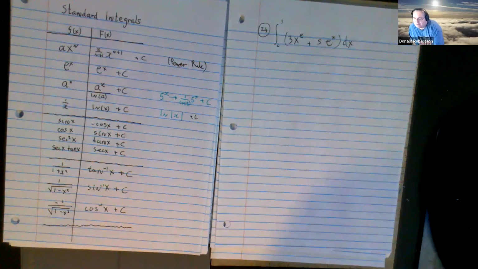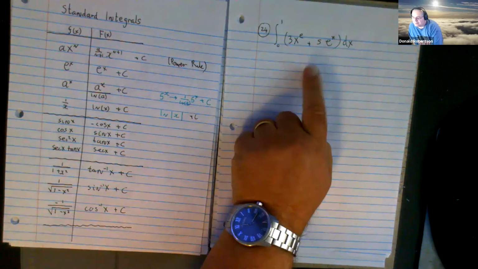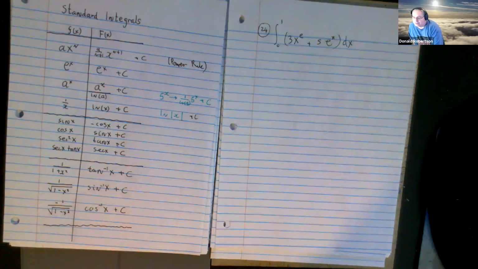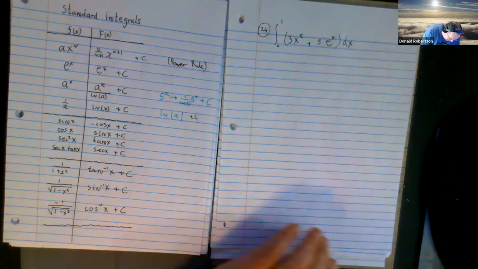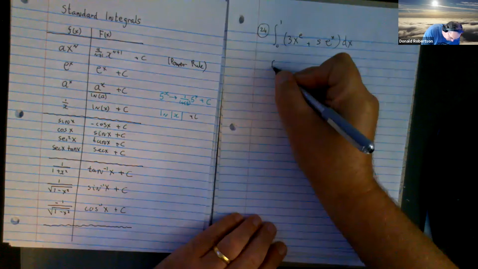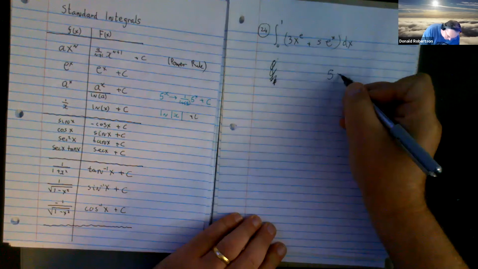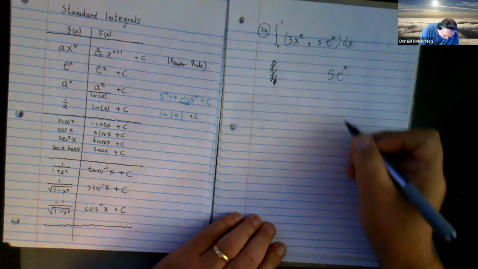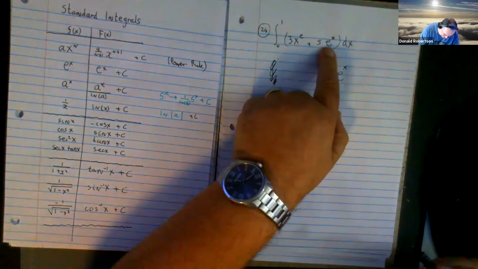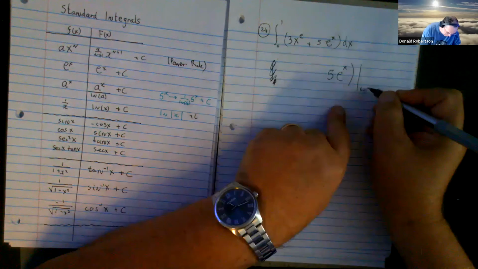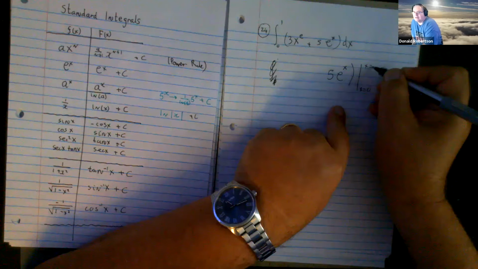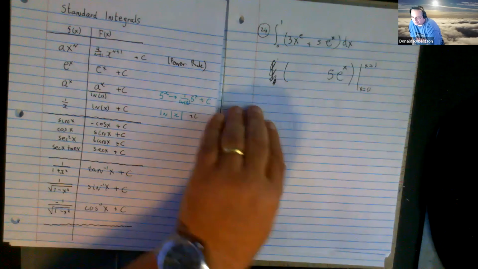So here goes. Danger, Will Robinson. Danger. This integral has got danger in it. It looks pretty innocuous, doesn't it? I'm going to do the easy bit first. The antiderivative of 5e to the x is 5e to the x. Now be very, very careful.